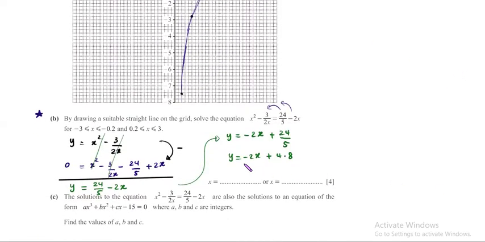And now the gradient is negative 2, which means this negative 2 has no denominator, means there is an invisible 1. So this is the same as rise over run, which means the rise is negative 2, the run is 1.